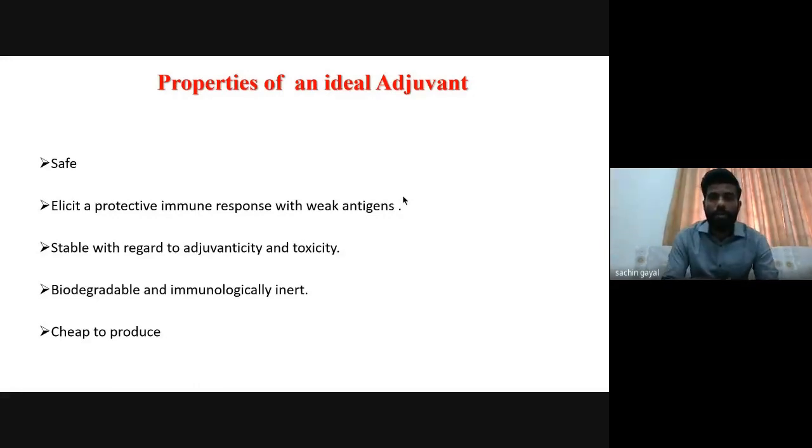Then we will see what are the ideal properties of that adjuvant. That adjuvant should be safe. It must be safe to use and elicit a protective immune response with weak antigens, and be stable with regard to adjuvancy and toxicity without any interaction with that antigen. So there is no interaction with that antigen. It must be biodegradable, immunologically inert and cheap to produce. As I said, low antigen is required for the production of adjuvanted vaccine, so it is very cheap to produce.